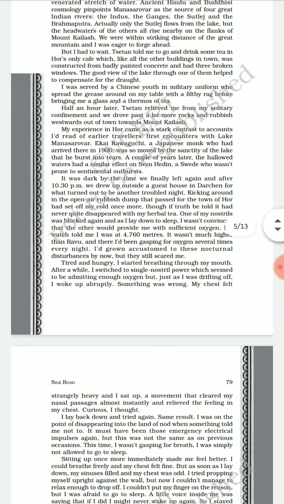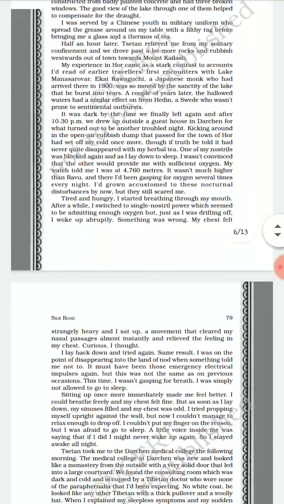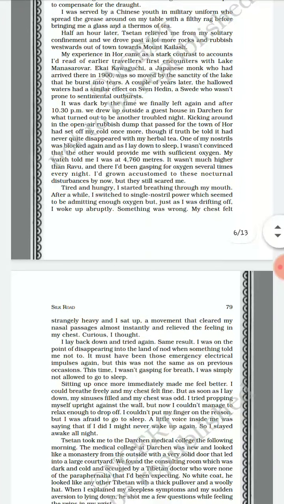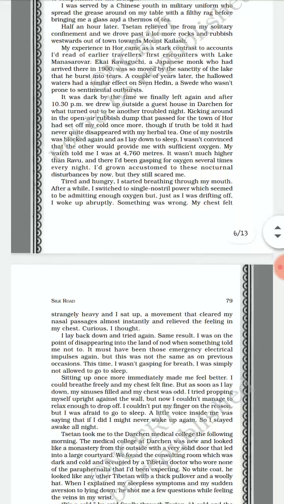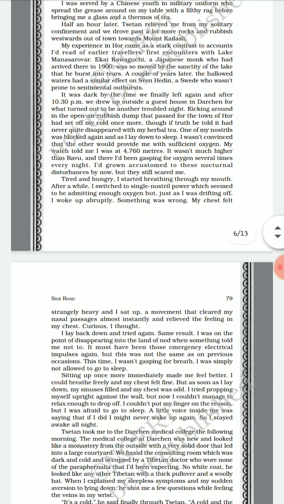And we drove past a lot more rocks and rubbish westwards out of town towards Mount Kailash. And then again I got inside the car of Shitan and we drove. My experience of horror came as a stark contrast to accounts I had read of earlier travelers' first encounters with Lake Mansarovar. Now you will find regarding two famous travelers. One was a Japanese and another one was a Swedish traveler.